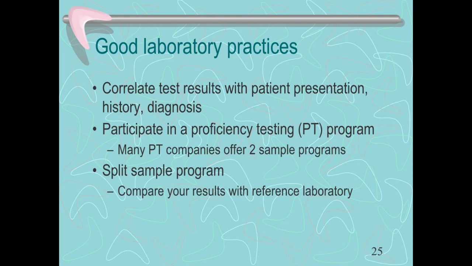Correlate test results with the patient presentation, history, and diagnosis. If a patient doesn't have a history of taking anticoagulants and their results are really high, you may want to retest that and then report that to the doctor. If it's really high, you may need to go ahead and draw blood and send it to a reference lab.